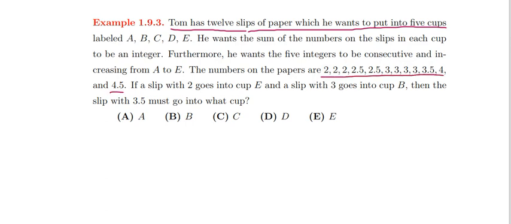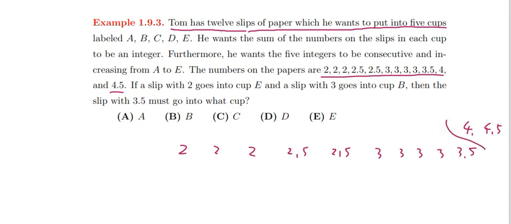So those 12 numbers are: 2, 2, 2, 2.5, 2.5, 3, 3, 3, 3, 3, 3, 3, 3, 3, 3.5, 4, 4.5.